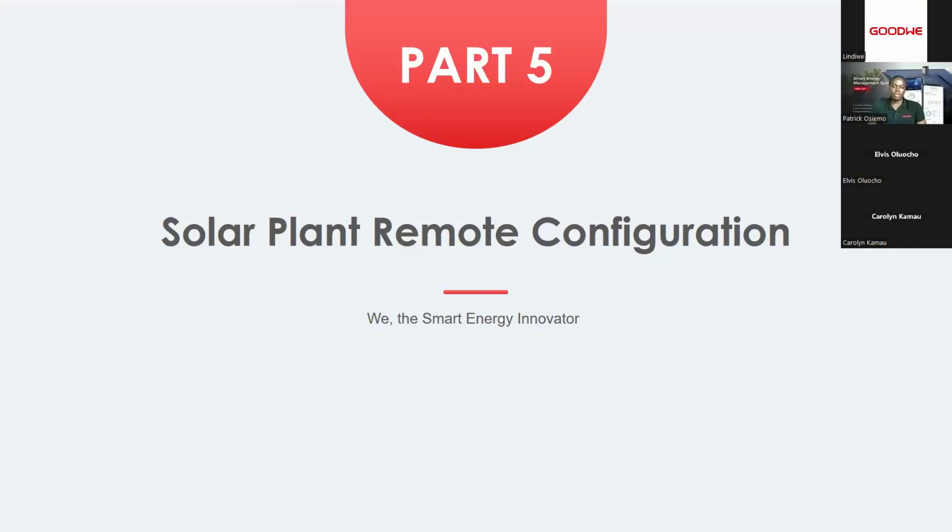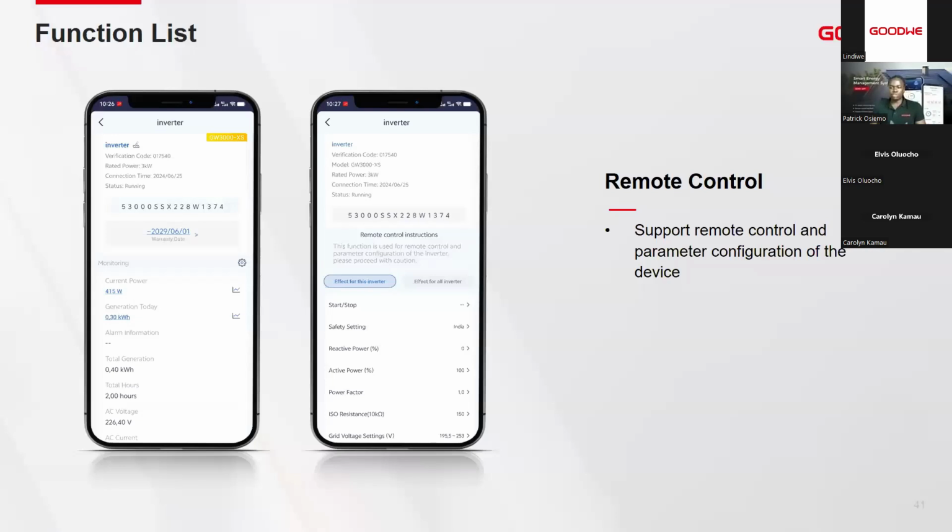Now, what remains is actually to take you through how you can remotely configure a solar plant. Remotely configure in the sense that you've recreated your plant, it's running, but during the monitoring process, you get to note that there are certain parameters that are not finely tuned.